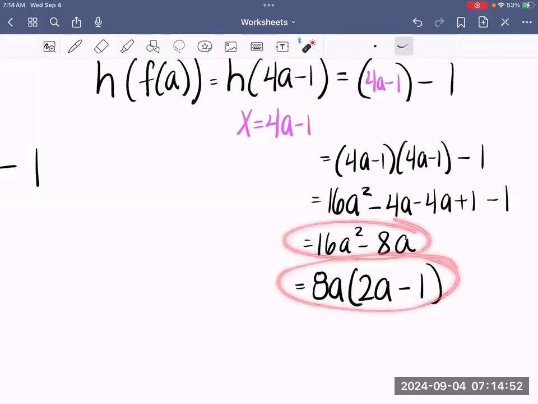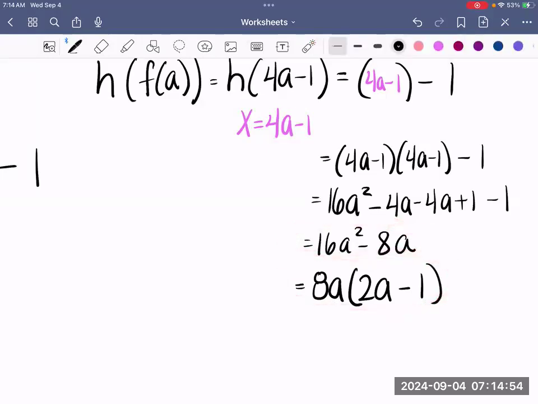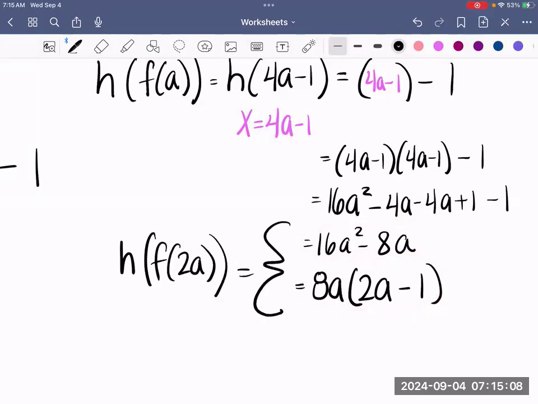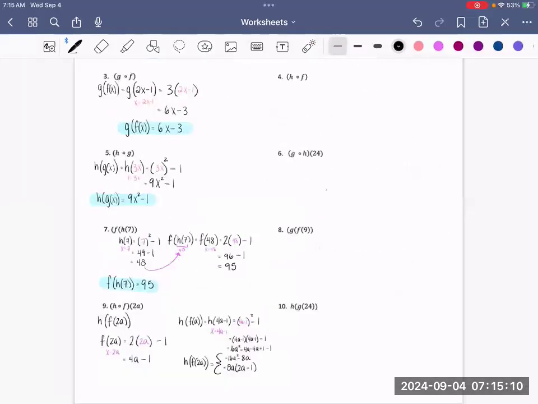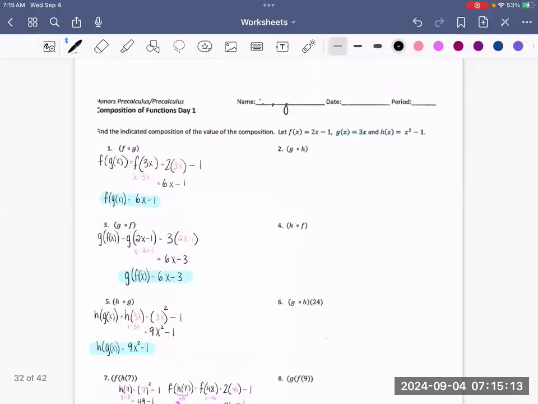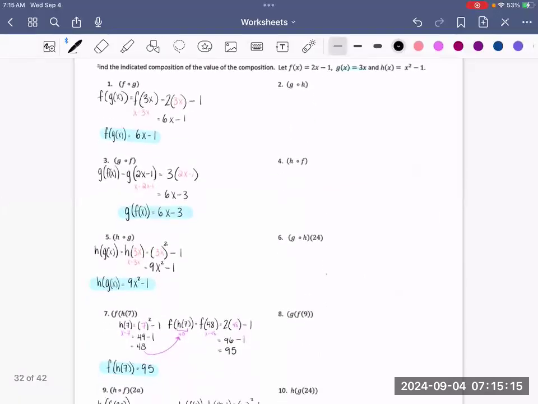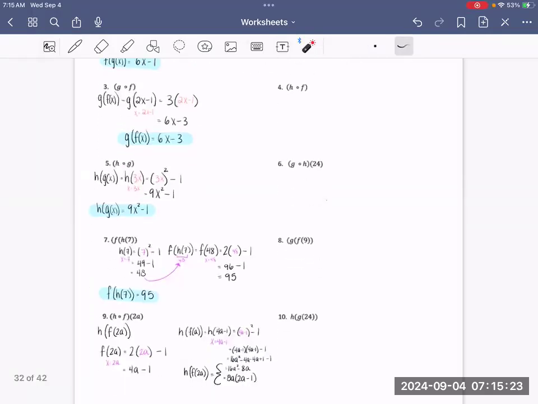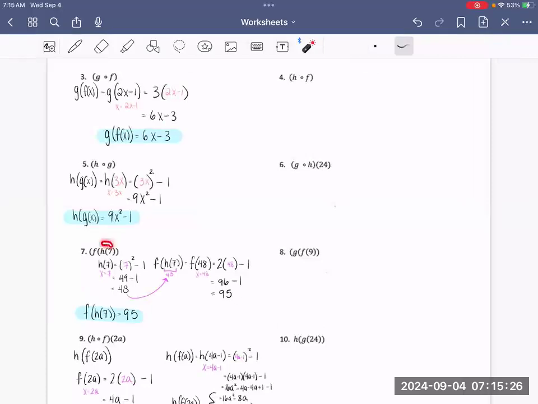Others might allow you to leave it here. For me, I like the factored form, so we could say h of f of 2a is equal to one of these two. And there you have just a quick composite function of these. Again, big tidbit is just leaving a gap using parentheses for where your x used to be. As far as evaluating goes, evaluate the number on the inside first, and then start to expand outwards.